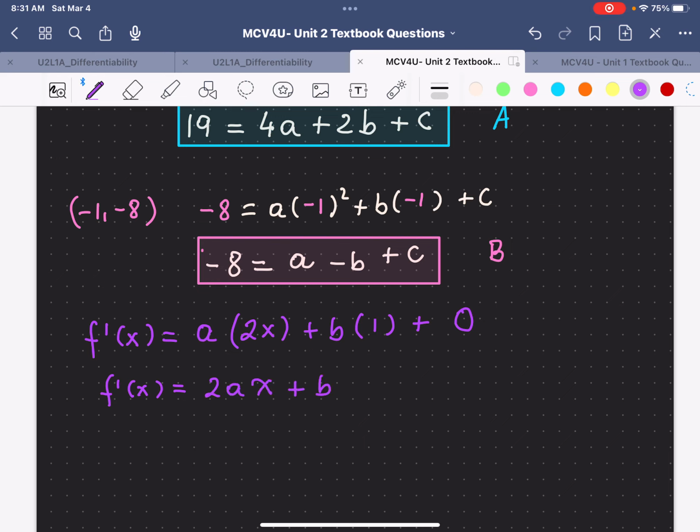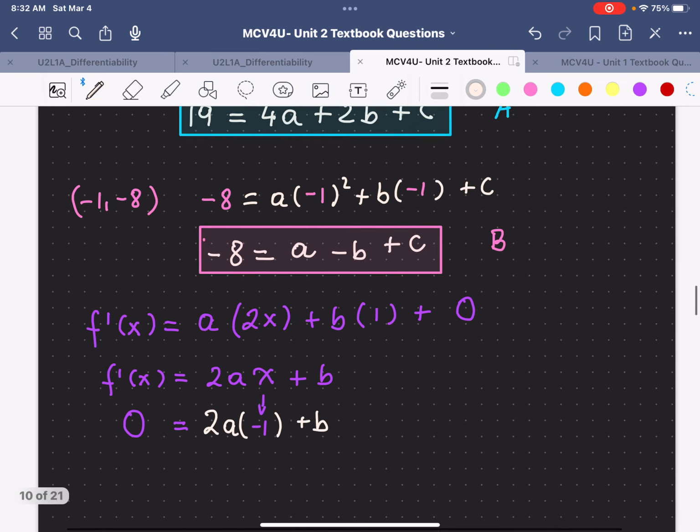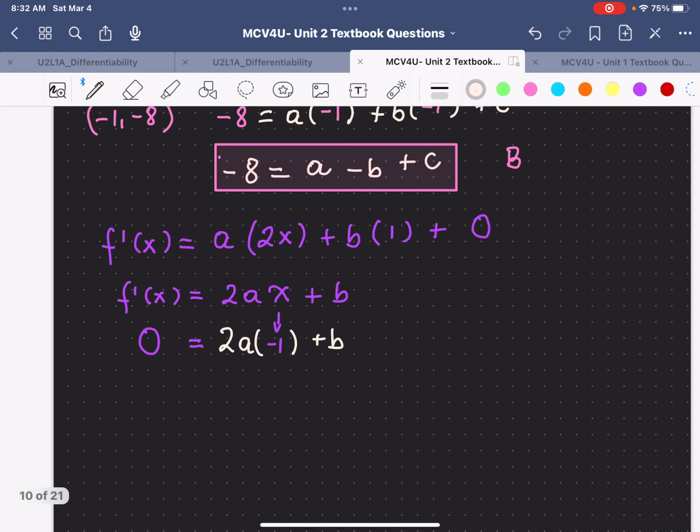Now remember that we are told that the derivative at x equals -1 would be equal to 0. So what that means is that x equals -1 will give the derivative a value of 0. So we have 2a times negative 1 plus b equals 0. So the third equation that we create here is negative 2a plus b equals 0. And we're boxing this up as well, and we're going to give it a name.